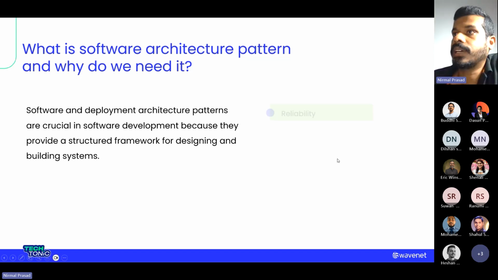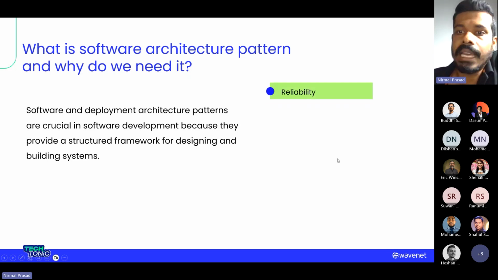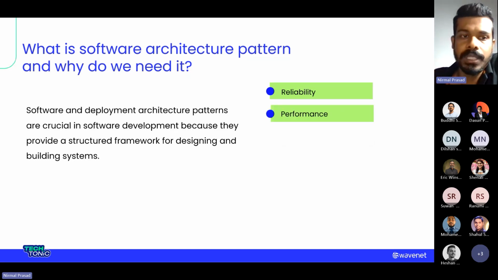So let's see the main areas we need to think about. The first thing is reliability. Any system we need to build with proper reliability. The second thing is performance. Every system we need to prepare with high performance, otherwise your end customers get dissatisfied and move to a different platform and different services. So we need to ensure the performance of the system.